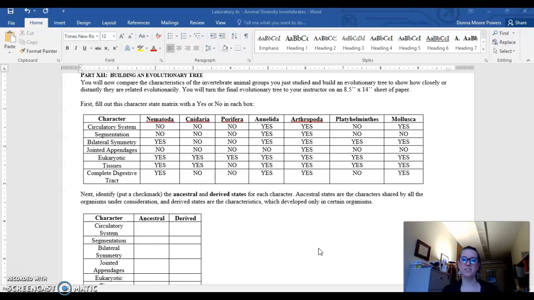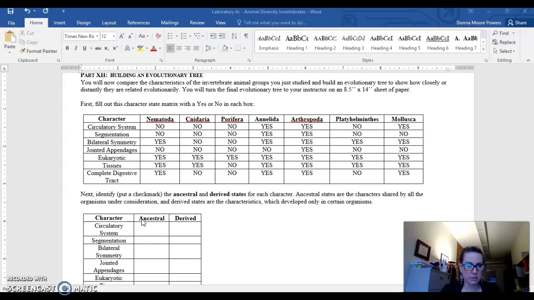Okay, now what you see are the yeses and nos. That means yes, the phylum exhibits that character, or no, that phylum does not. So take a look at these. If you're not feeling good about, for example, the fact that the phylum Platyhelminthes does not have a circulatory system, or maybe the phylum Annelida has segments but does not have jointed appendages, reach out to me directly and I'll help you with that. Okay, so moving on.